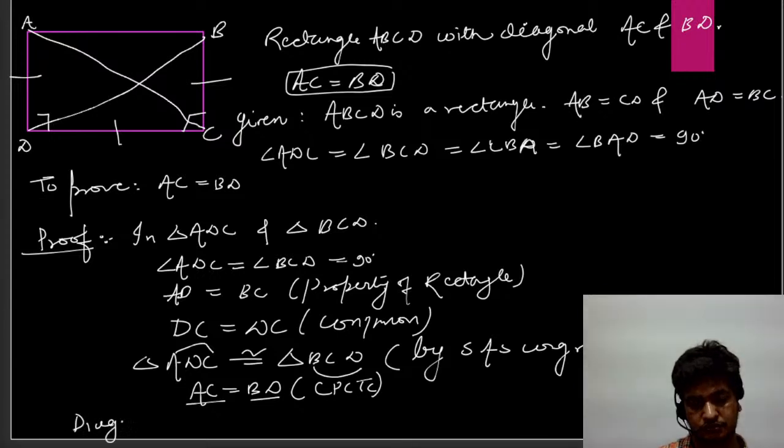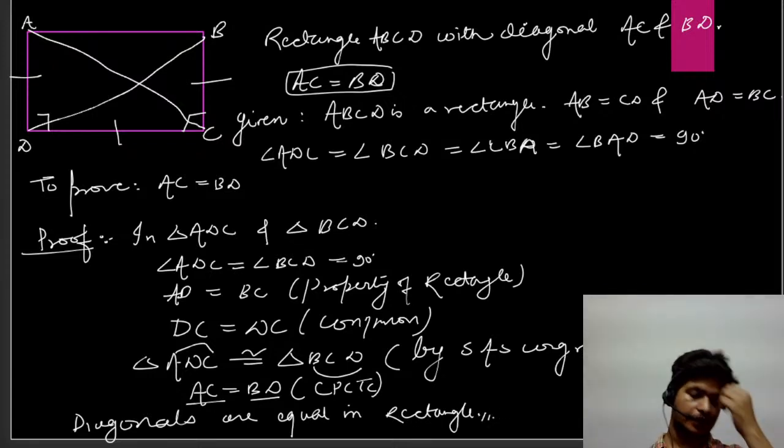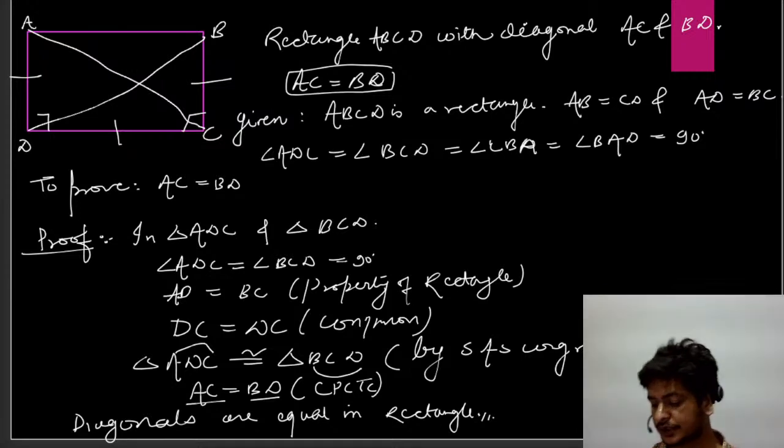Diagonals are equal in rectangle. Okay, so this is a property that we have to prove.